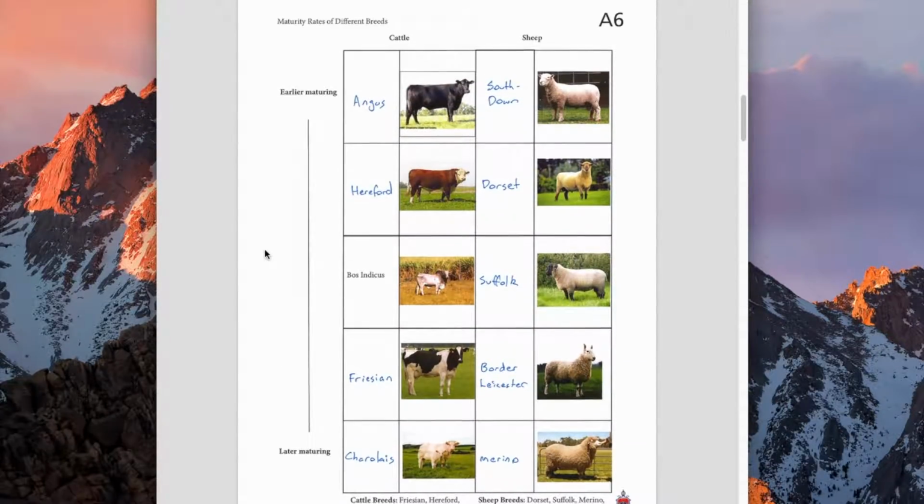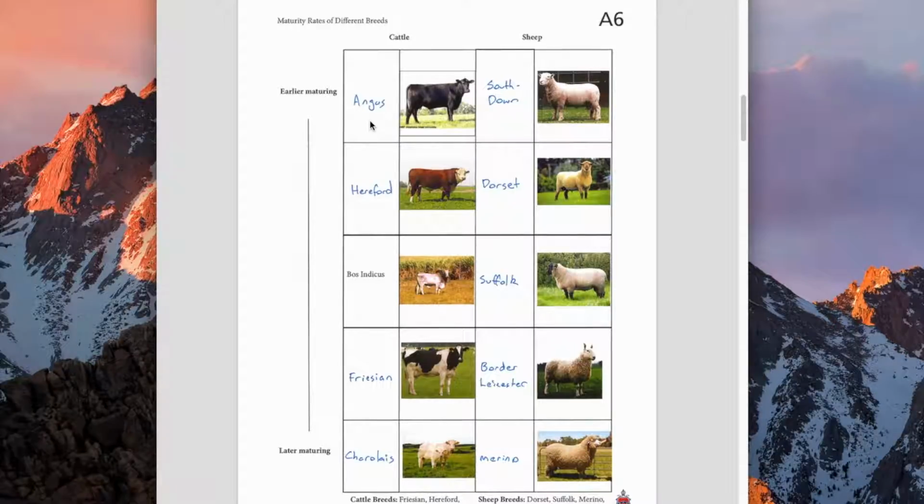What we have here is some examples of different breeds of animals, and basically ones that are earlier maturing and ones that are later maturing. Now, the ones that are earlier maturing are going to end up being lighter, smaller animals when they are fully grown. The ones that take longer to mature tend to be ones that are larger animals and heavier, but they take longer to get there.